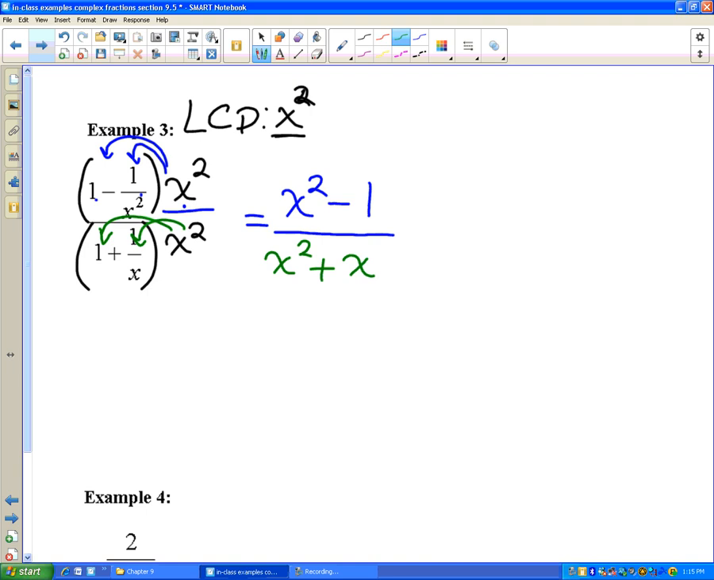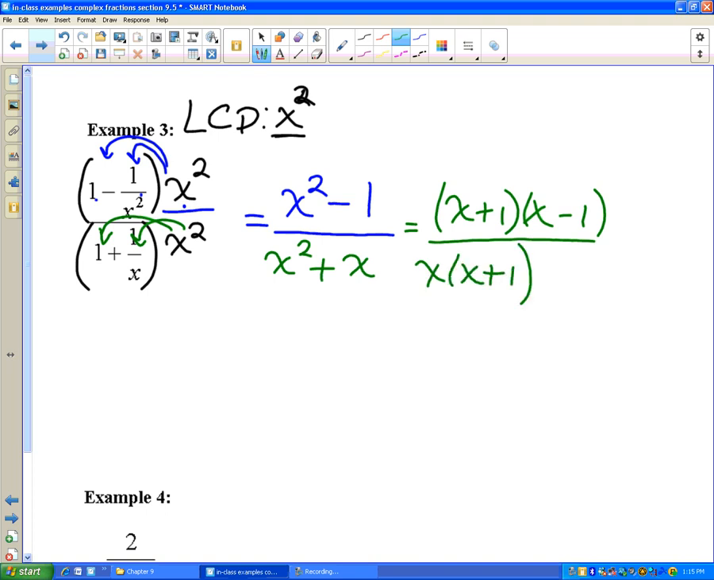I just reduced 1 minus 1 over x squared divided by 1 plus 1 over x to x squared minus 1 over x squared plus x. That's a nicer fraction, but I'm not done because my numerator here is factorable. This is x plus 1 times x minus 1, a difference of squares. In my denominator I can factor out an x, and I get x plus 1. My x plus 1's cancel, so my final answer is x minus 1 over x.